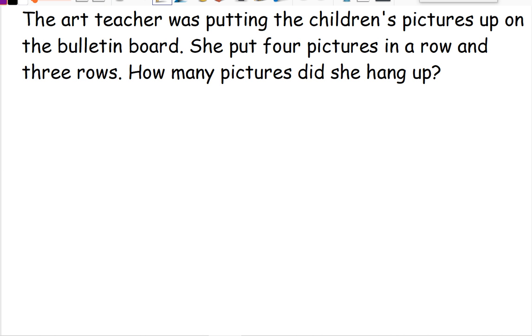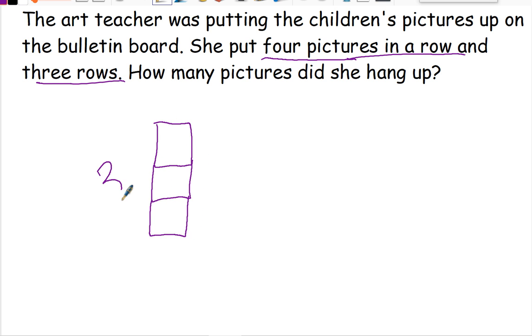Alright, so here the art teacher was putting the children's pictures on the bulletin board. She put 4 pictures in a row and 3 rows. So how many pictures did she hang up? So I'm going to go ahead and draw a picture of that so I can see what it looks like. So it says I have 4 pictures in a row and 3 rows. Okay. So I have 1, 2, 3 rows, and then 4 pictures in each row. So we count this one, 1, 2, 3, 4.